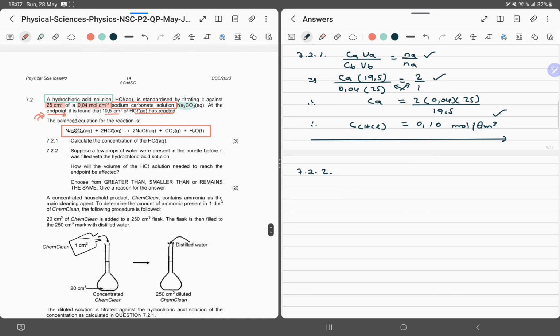7.2.2 says, now suppose a few drops of water were present in the burette before it was filled with the hydrochloric acid solution. Okay, not a problem. Now, how will the volume of the HCl solution needed to reach the endpoint be affected? Another vague question. Choose from greater than, smaller than, remains the same. Give a reason for your answer. Yeah. Okay.